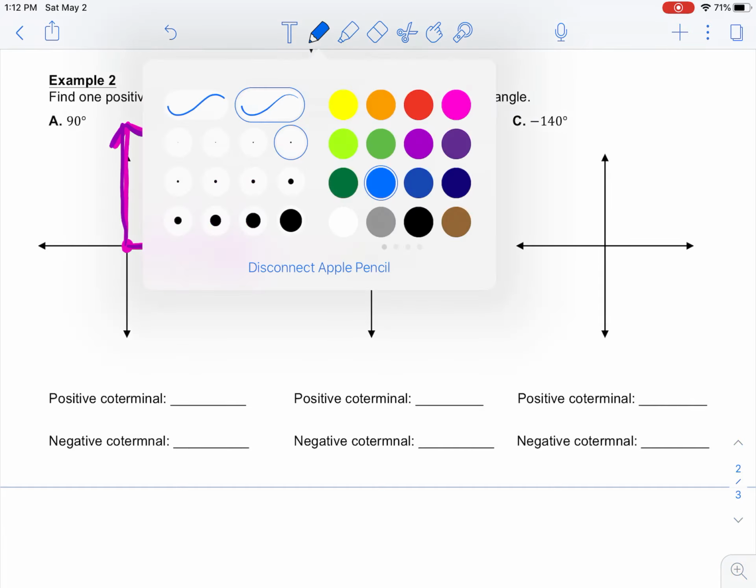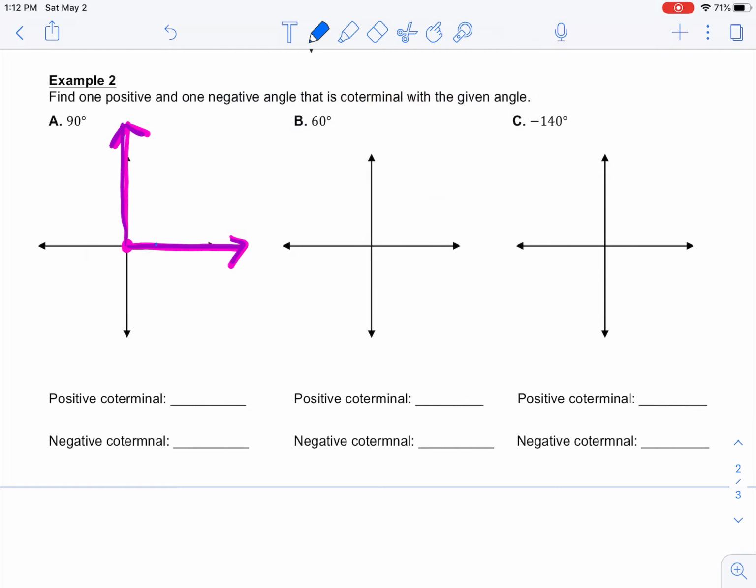So if it needs to be positive, what we're going to do is, this is the angle that we have, 90 degrees. I can't have the exact same angle, but what I can do is go all the way around the circle one time, and then add an additional 90 degrees. And notice that if I do that, I have the same initial side, and I have the same terminal side. So I go around the circle once, and I get back to my starting spot, and then I add an additional 90 degrees. And so 450 degrees looks the same as 90 degrees.